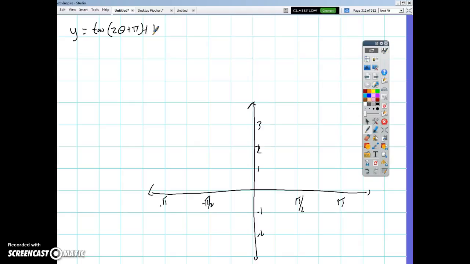What is a parent graph? Okay, what's the parent graph? No, what is the parent graph? Just, what do we call it? It's just tangent theta. We're going to graph y equals tangent theta first, right? That's what we mean by parent graph. All right.